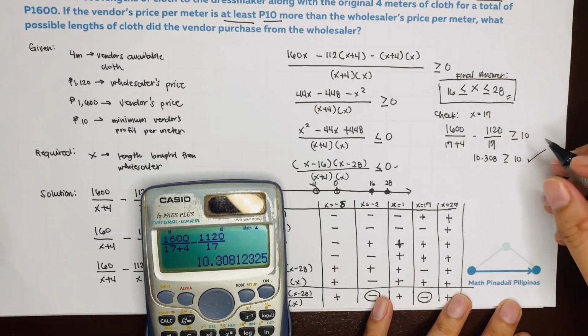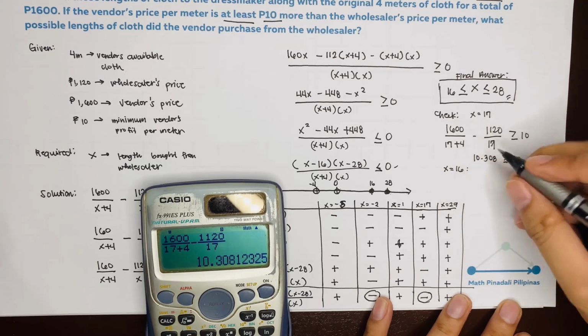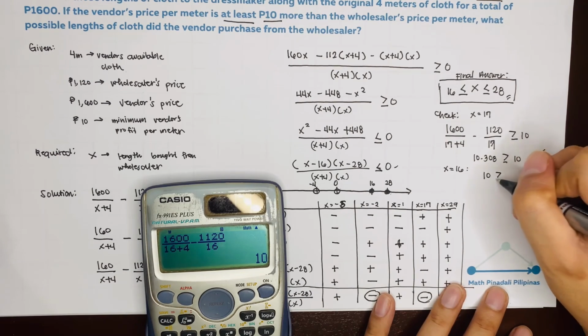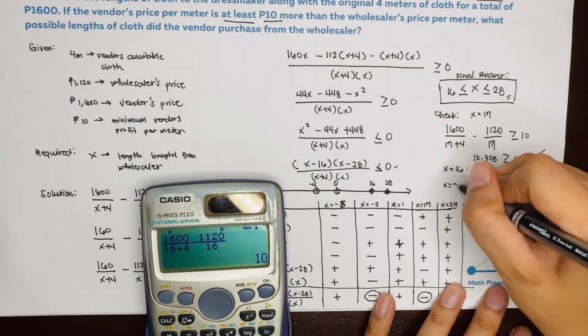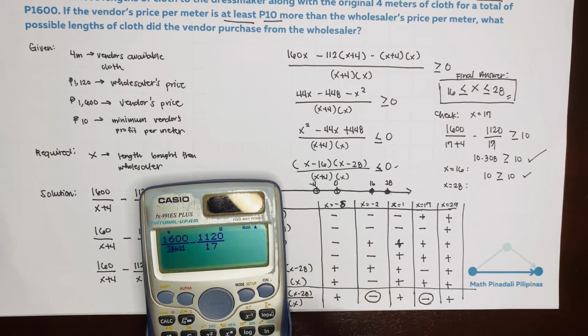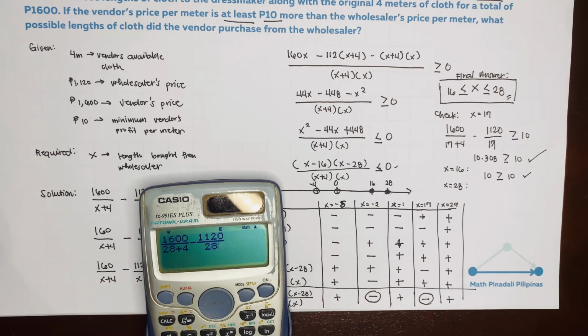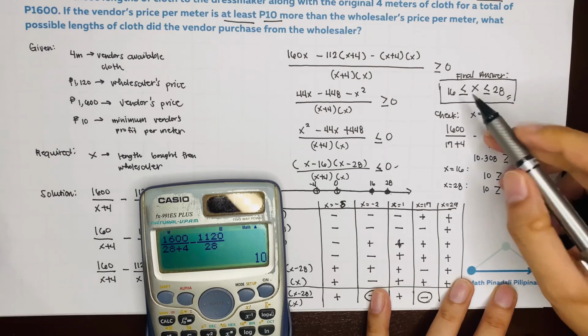If we try 16, let's say x is equals to 16, try natin. Ang magiging value nan is, sulat na lang natin, 10. Which 10 is greater than or equal to 10. Tama? If x is equals to 28, try natin. If x is equals to 28, masasatisfy niya ba? Tama ba na included siya sa solution natin? 10 greater than or equal to 10. Okay? So, included si 16 and 28.